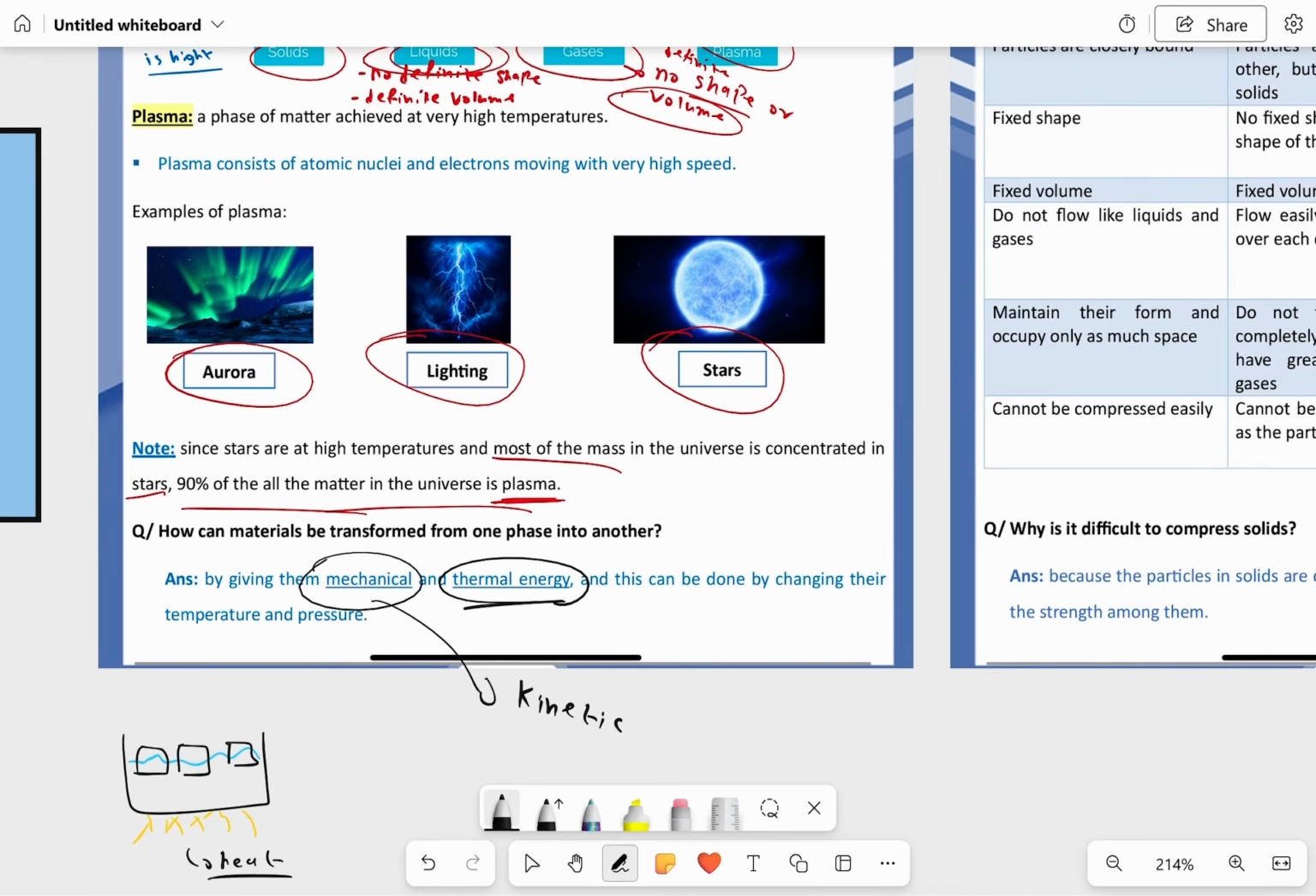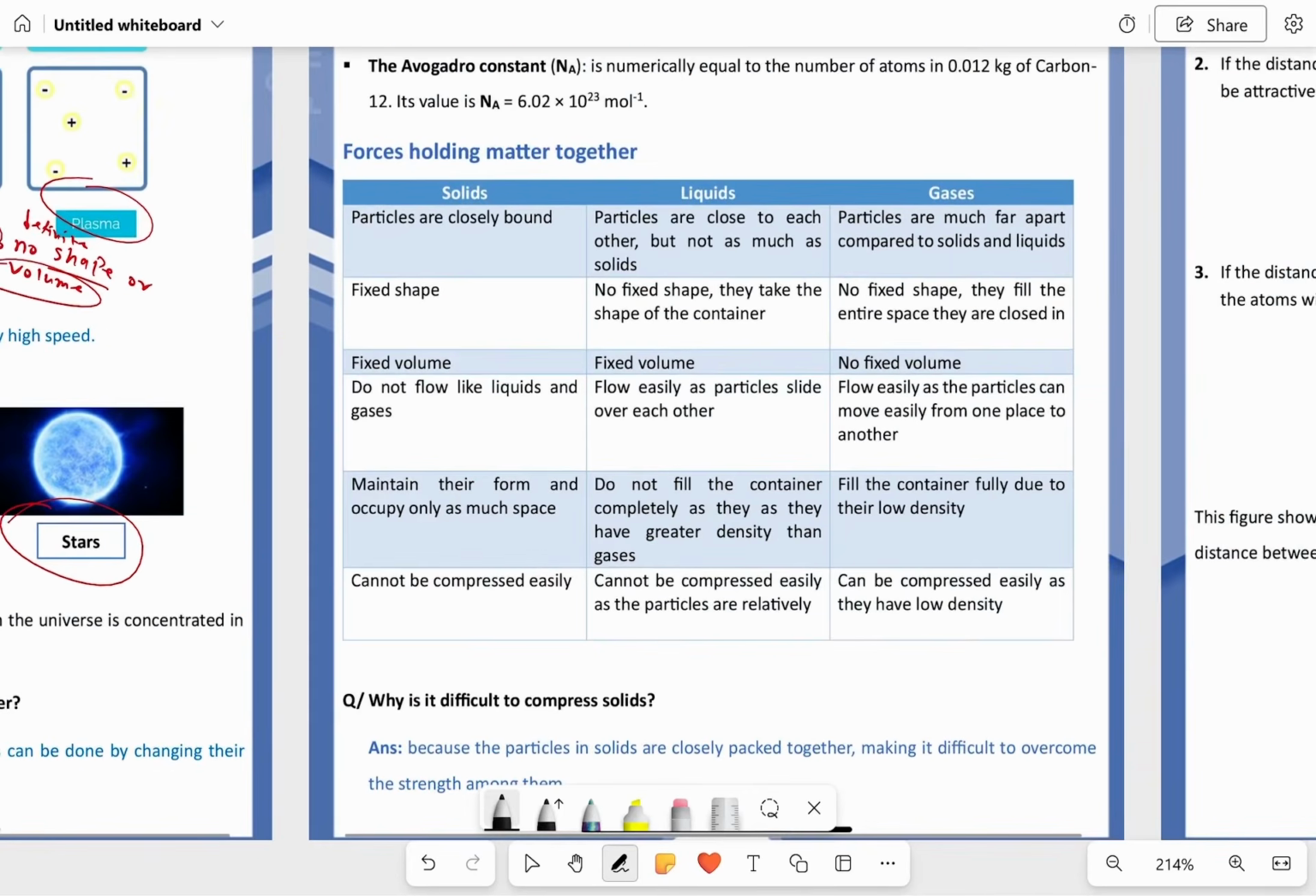So how can you change the phase of matter from one phase to another? You'll say by giving mechanical or thermal energy, by changing its temperature, or by changing the pressure of an object.